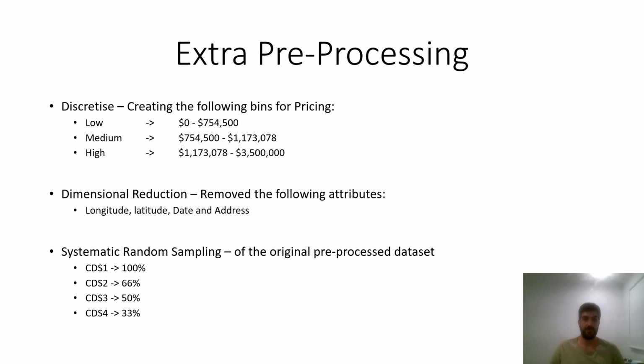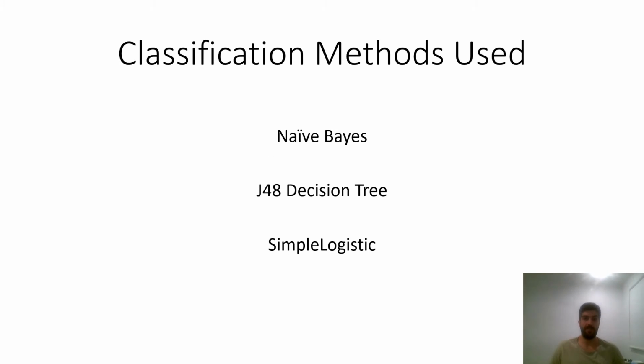After all the initial pre-processing and clustering, we decided to bin the pricing into 3 separate categories: low, medium, and high pricing, do some further dimensional reduction for attributes that were not relevant, and create data subsets with systematic random sampling. For this, we decided to go with 3 different methods: naive Bayes, J48 decision tree, and simple logistic.